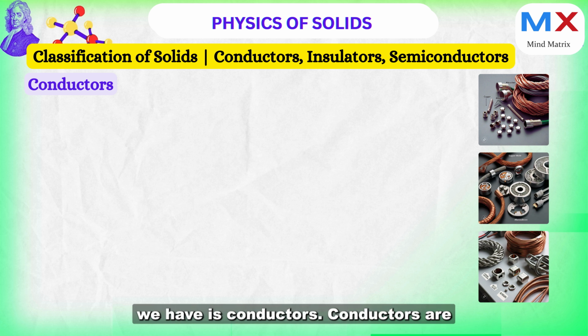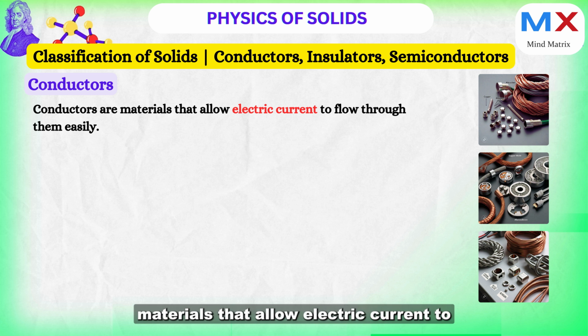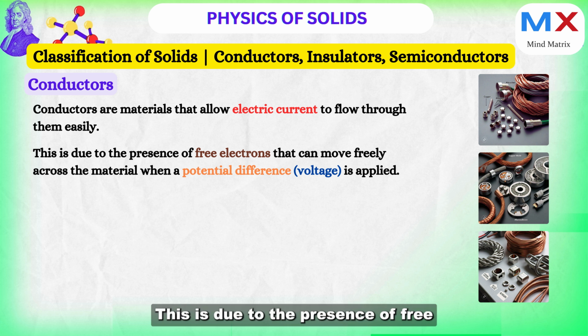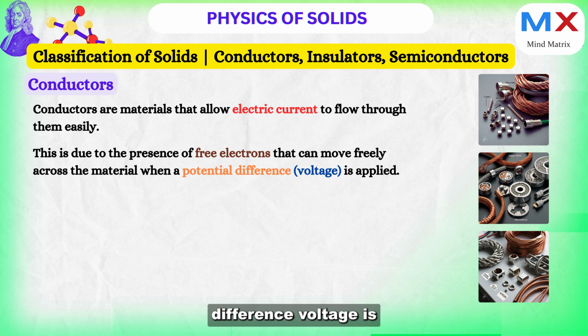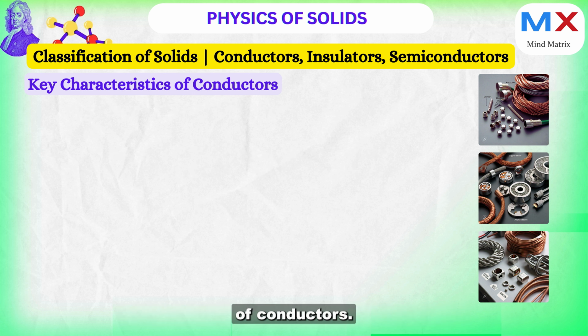First we have conductors. Conductors are materials that allow electric current to flow through them easily. This is due to the presence of free electrons that can move freely across the material when a potential difference, or voltage, is applied. Now let's have a look at the key characteristics of conductors.